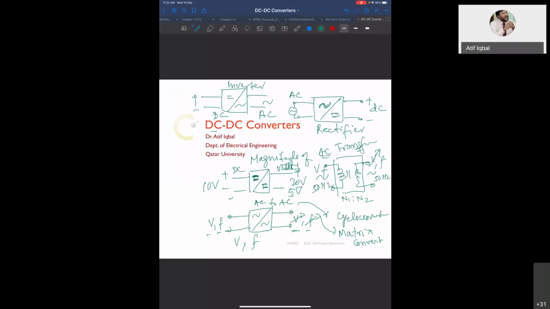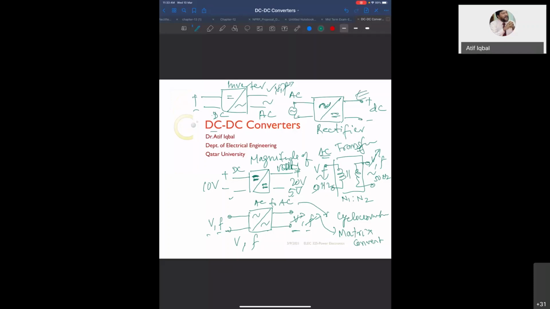So that's the limitation of the transformer. You cannot change frequency. Moreover, it is bulky. You have a huge volume. So with power converters, you can directly convert from AC to AC with both voltage control as well as frequency control. Here in the inverter also, you can control both voltage as well as frequency. In a DC-DC converter, we need only control of magnitude.